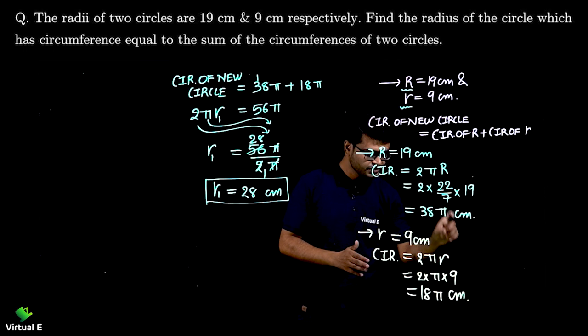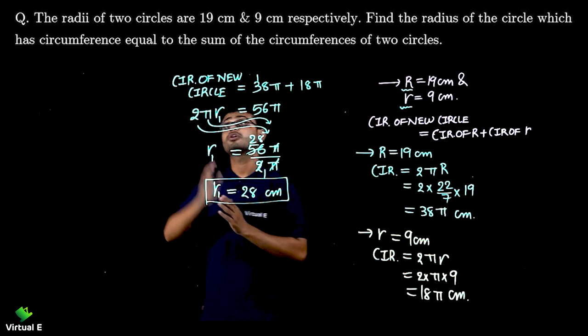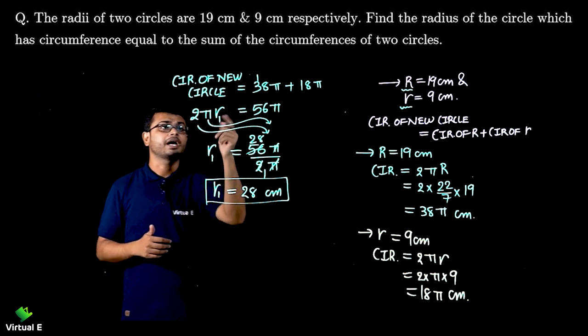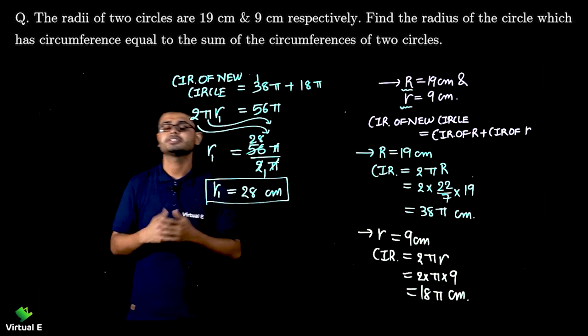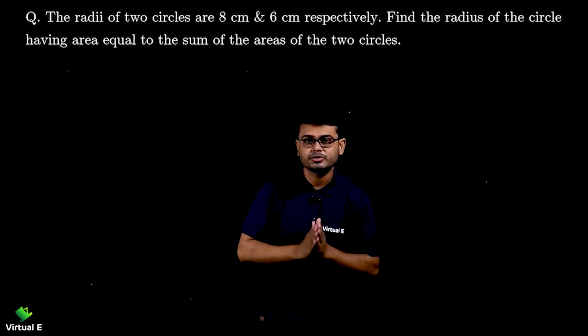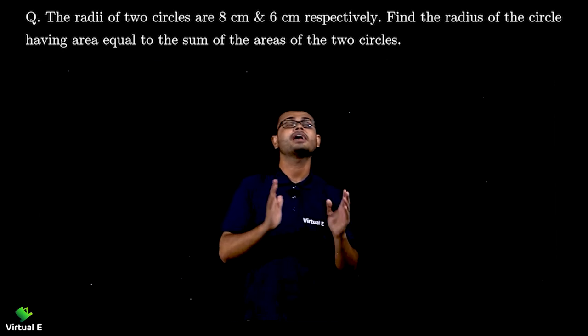Then find the circumference for the second circle. Okay, what we need to do? Add them. We want to find the radius for the new circle. So take 2 pi r1, get the value of r1, and you get the final answer as r1 is equal to 28 centimeter.